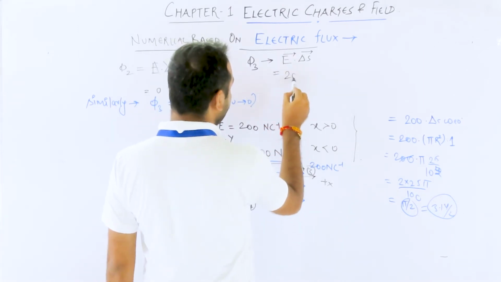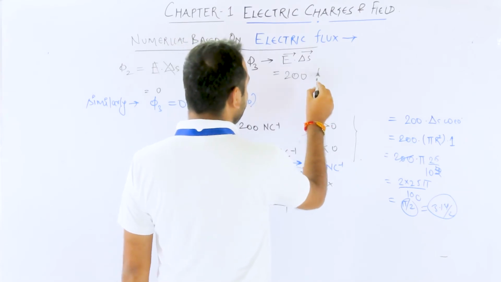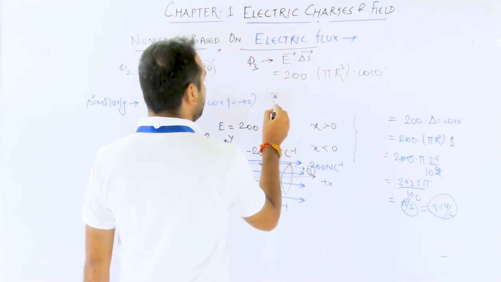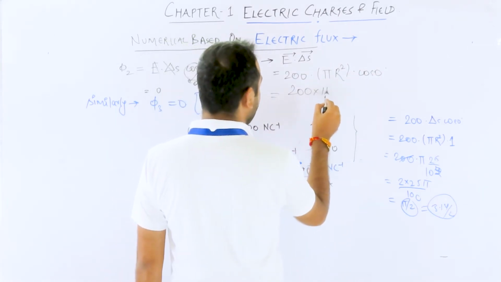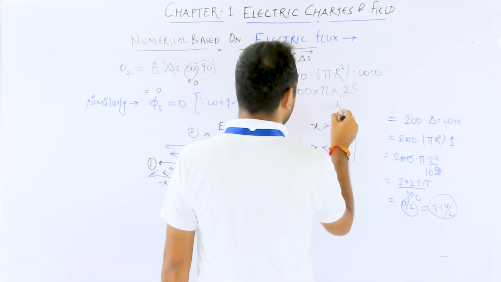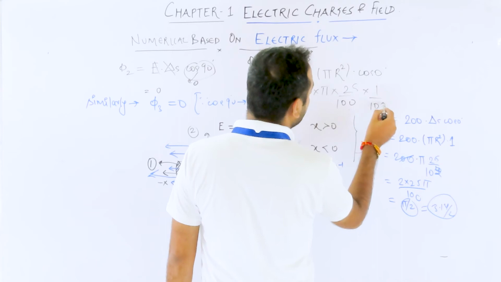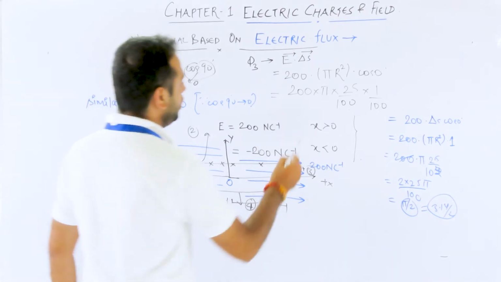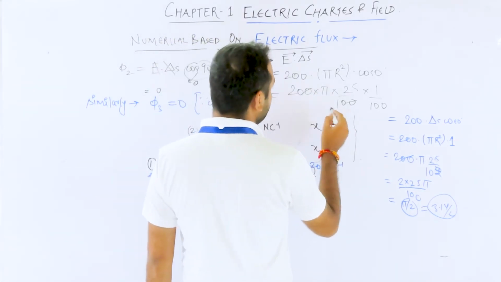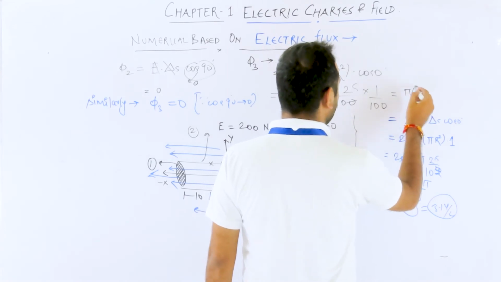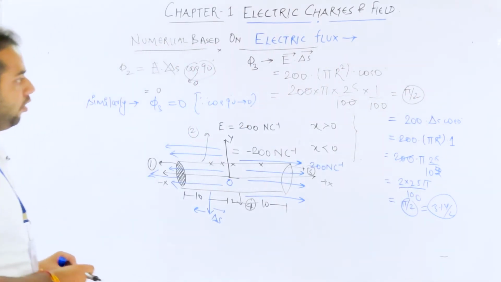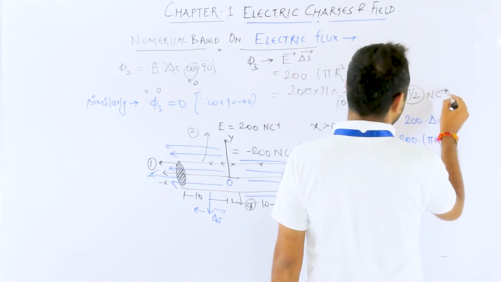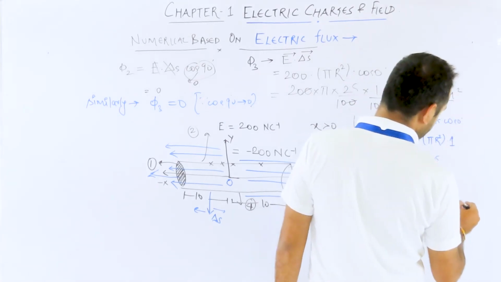E is 200, obviously positive in this case, multiplied by delta, which is pi r square into cos 0. Okay, so it is again 200 into pi into r square. R is 25 upon 100 into 1 by 100, because I am keeping things not in centimeter, in meter. So I have to divide it by 10 to the power 4. So these two guys will cancel these two guys. So I am again getting pi by 2. Okay. So this is my result of flux, or unit of flux is Newton per Coulomb meter square. Same here, Newton per Coulomb meter square.